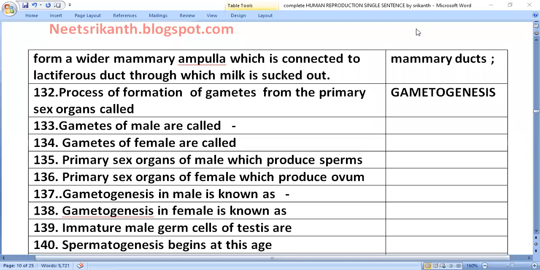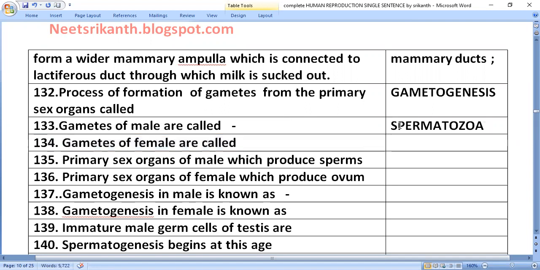NCERT based single sentence questions, part 2, human reproduction, part 2. Process of formation of gametes from the primary sex organs. We said already in the previous gametogenesis. Now, let's continue. Gametes of male are called spermatozoa.